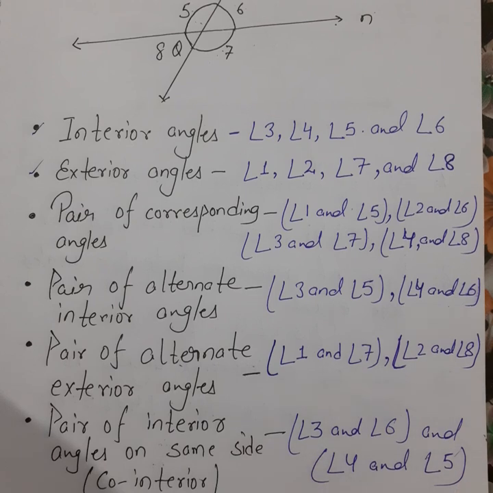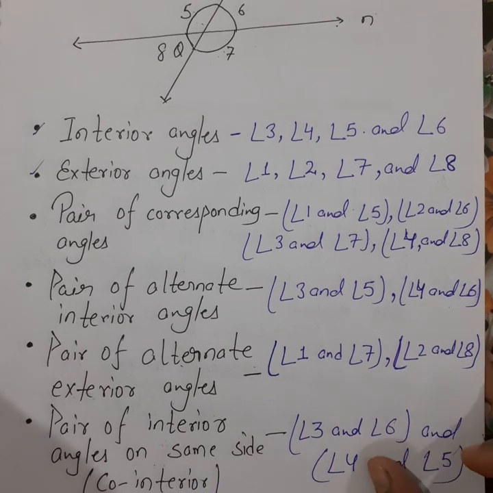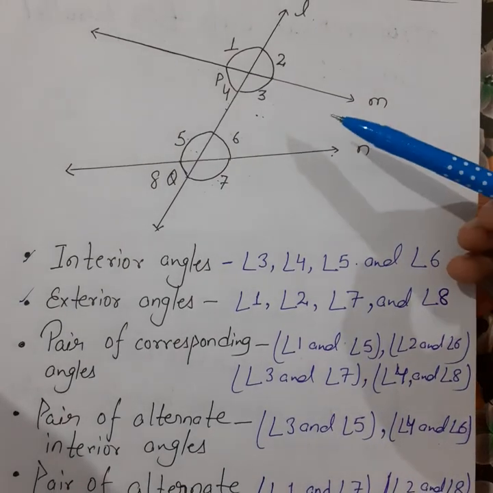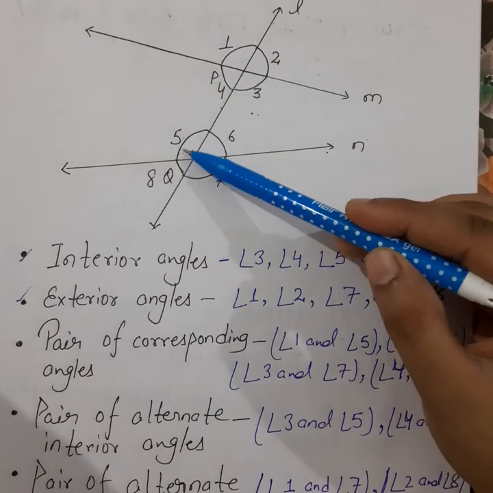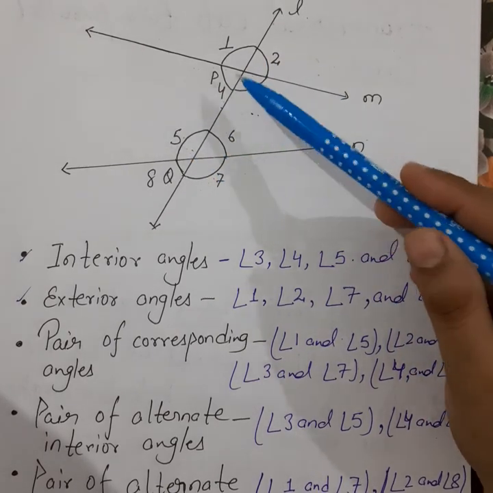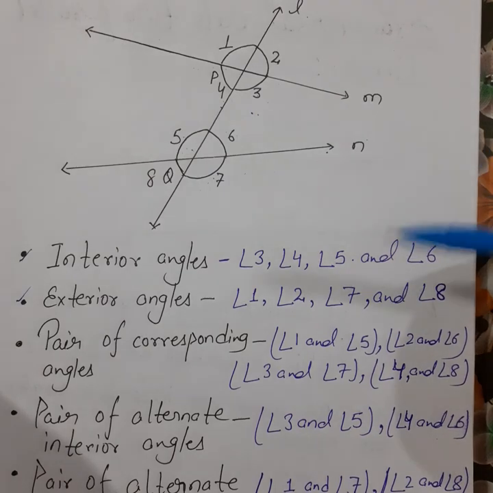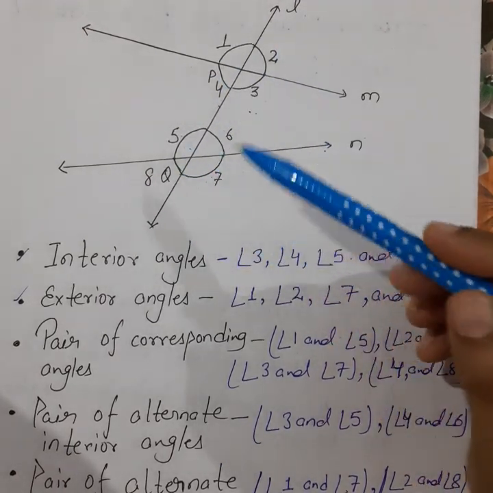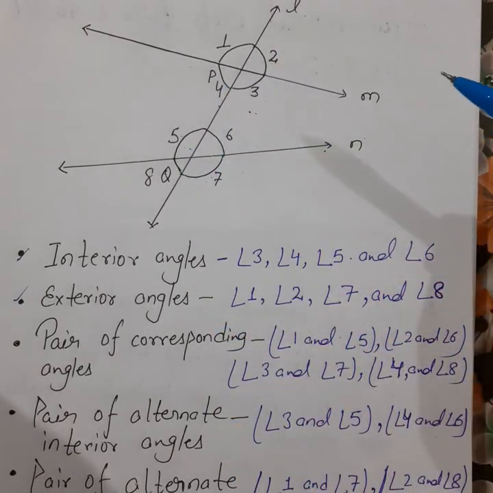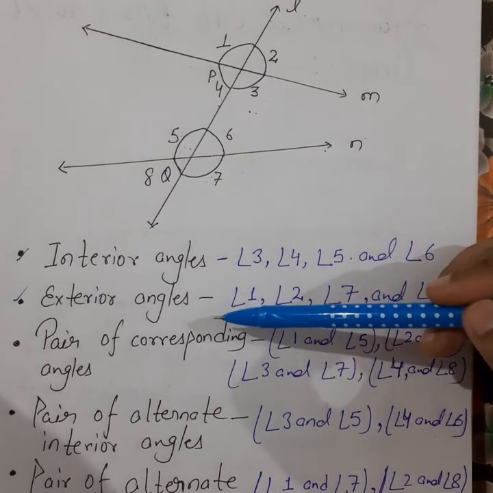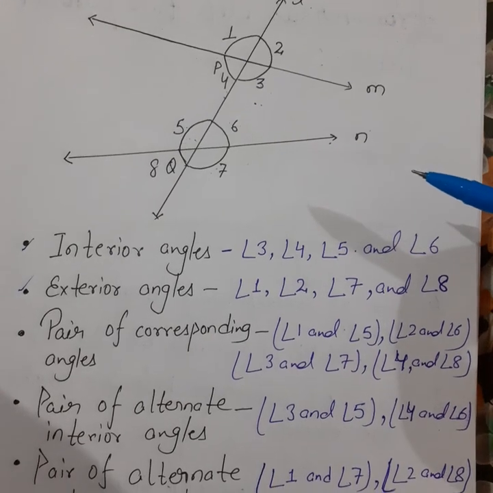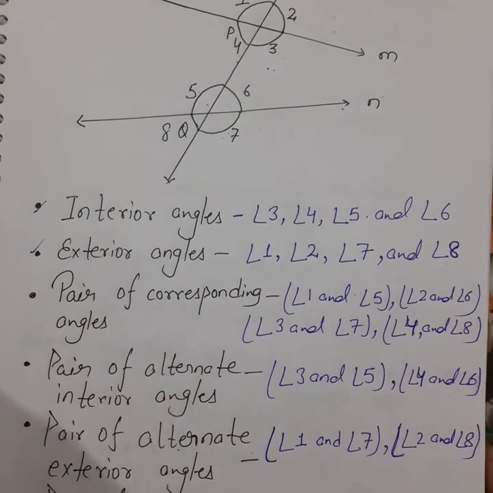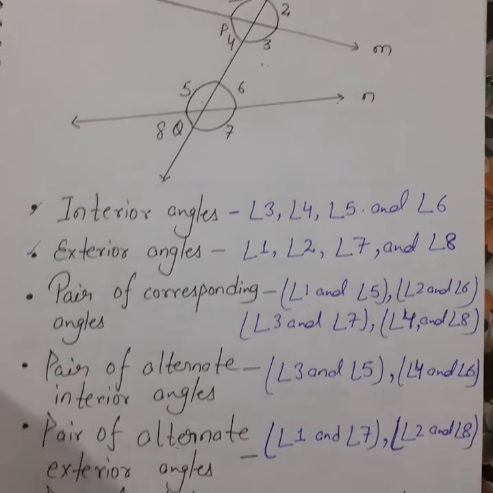Pair of interior angles on the same side, and those angles are called co-interior angles. So 3 and 6, one pair. 4 and 5, second pair. So these 8 angles are categorized in different angles, that is interior angles, exterior angles, pair of corresponding angles, pair of alternate interior angles, pair of alternate exterior angles and co-interior angles.